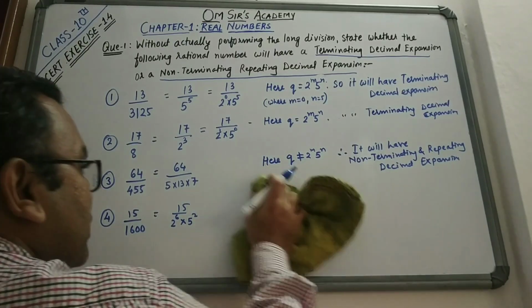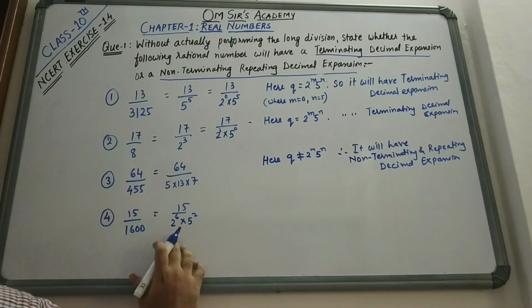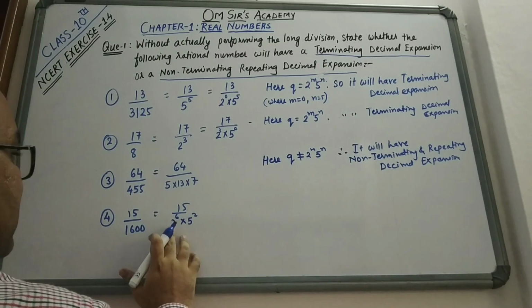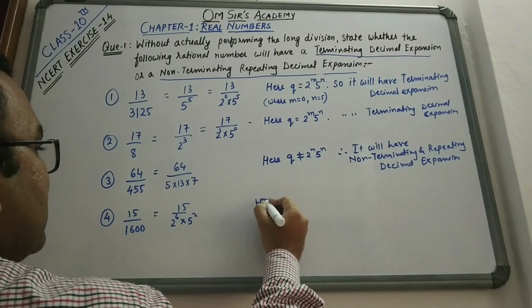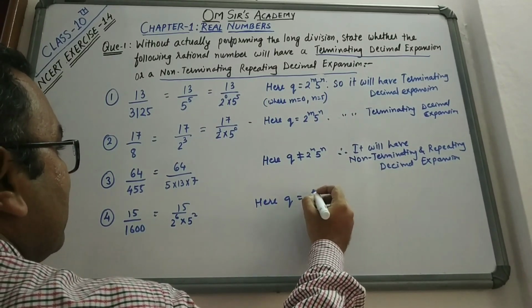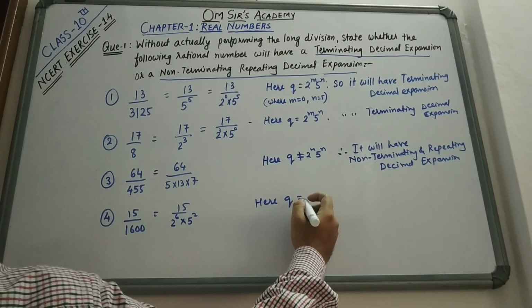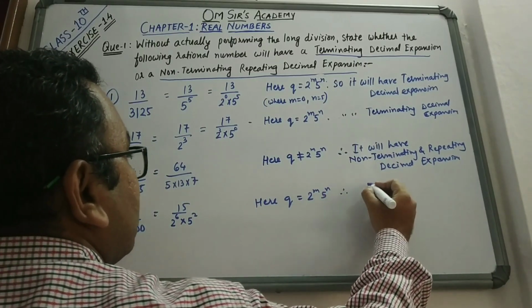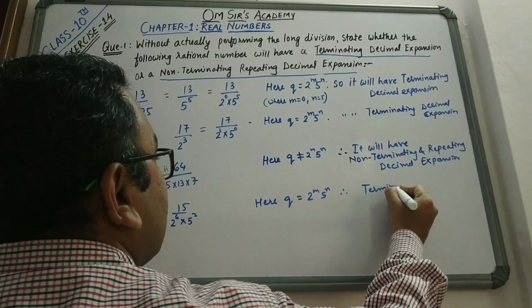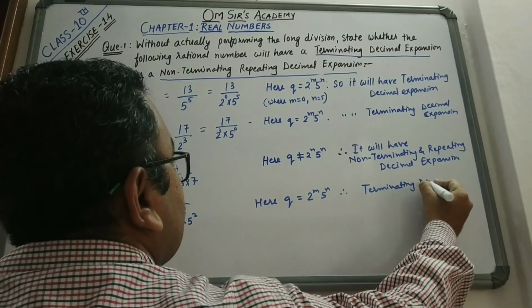Okay, so here there is no other prime number in the prime factorization of q other than 2 and 5. So here we can say that q is equal to 2 raised to m and 5 raised to n. Therefore, it will have what type of decimal expansion? Terminating decimal expansion.